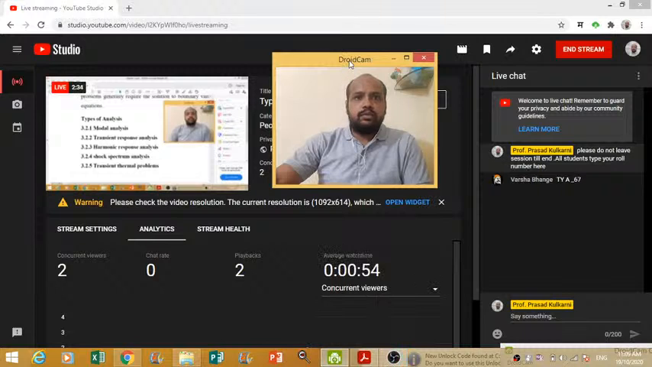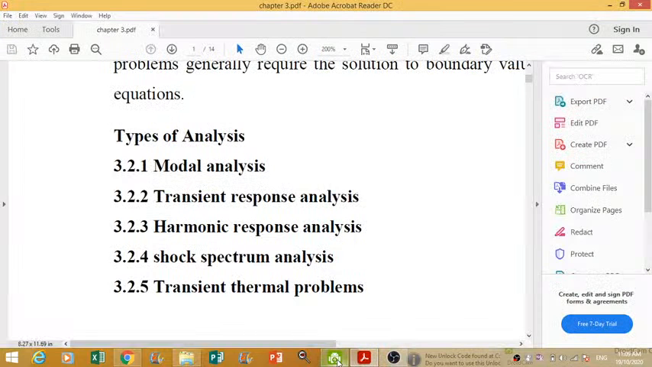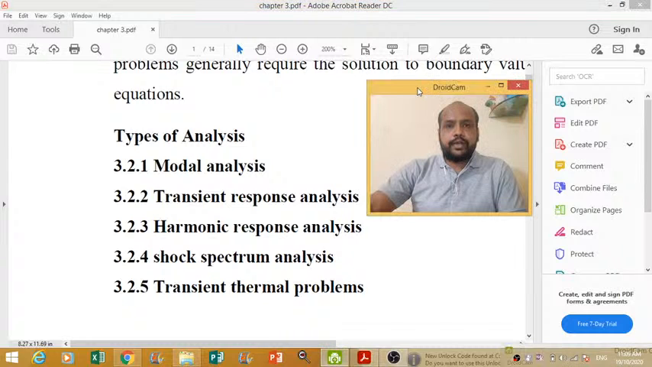So, in case of FEM analysis, actually, most of the experts are many times confused to select the type of analysis.